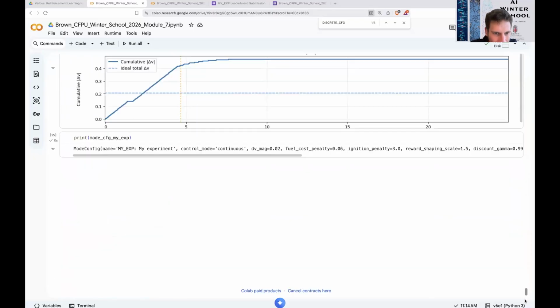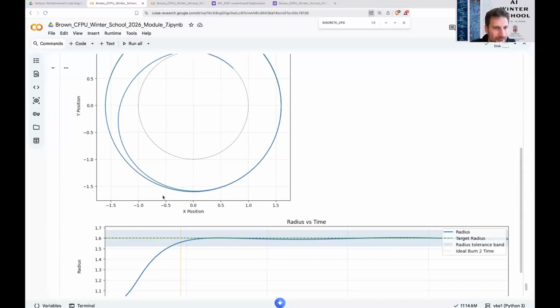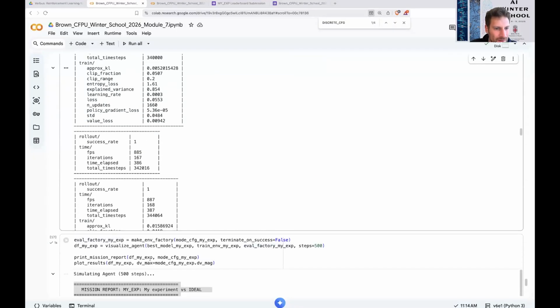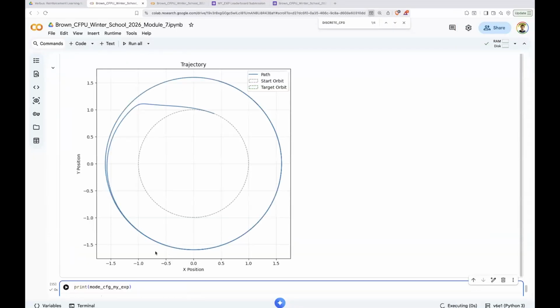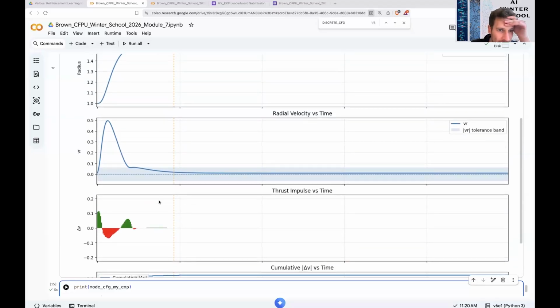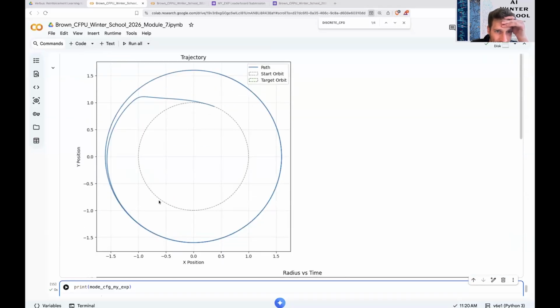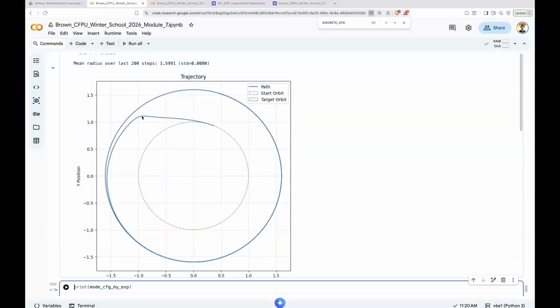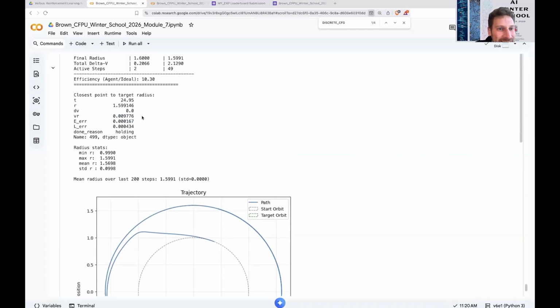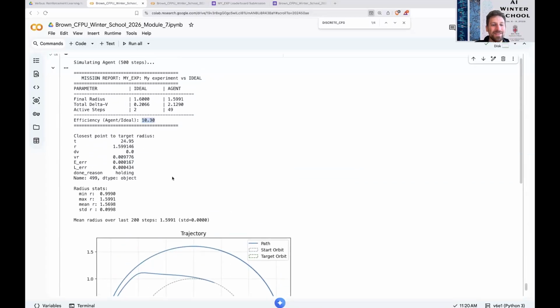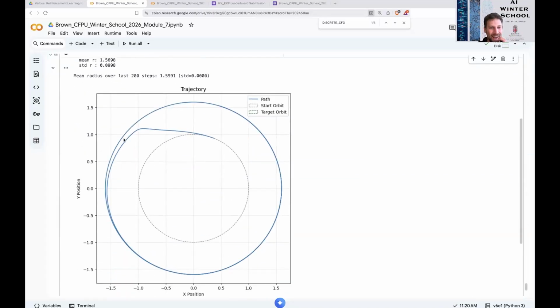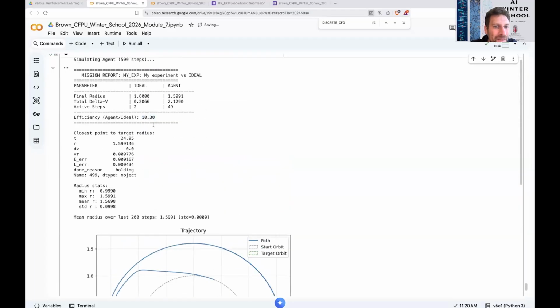Let me scroll down. Oh, I think I need to regenerate the plots. Okay, so that is an interesting one. So it has this kink, so obviously very strong burns, and it's very inefficient.